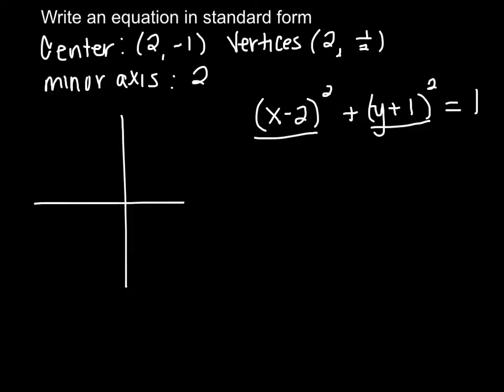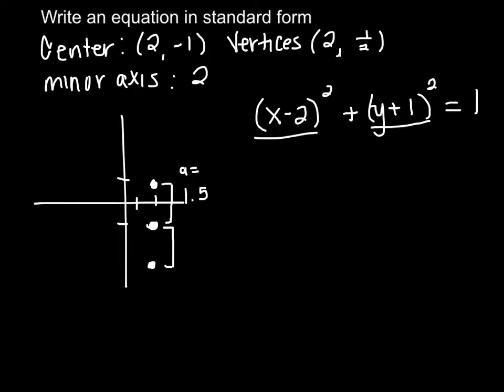So now we just have to figure out, well, what is my a and what is my b? So the center is 2, negative 1. And one thing I know is that I have vertices at 2, 1/2. Which means this distance right here has to be the same distance right here to get my other vertex. Well, this distance from the center up is a distance of 1.5. So my a value equals 1.5.